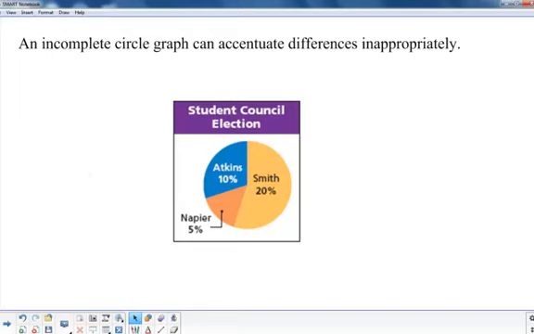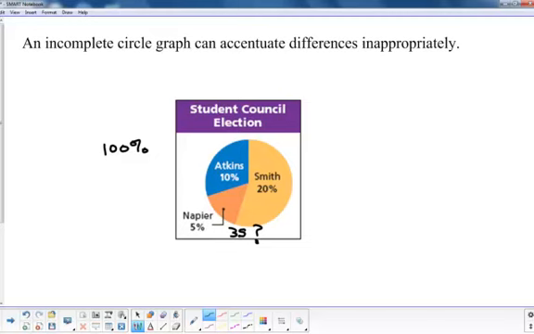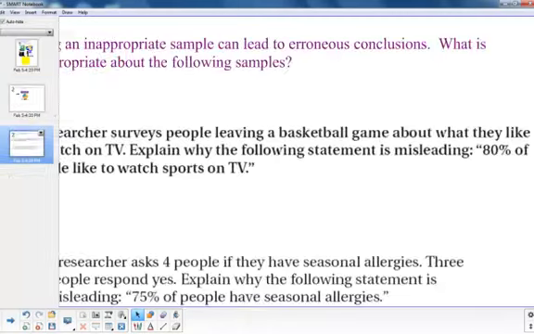The circle graph is a problem because all of those percents need to add up to 100%. So we are missing something. We're missing a lot because this is only 35. So where's the other 65? That is a good question. Definitely misleading.